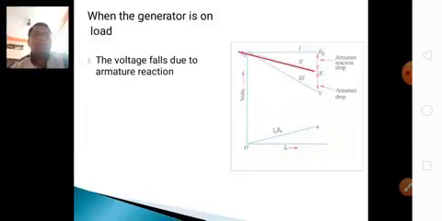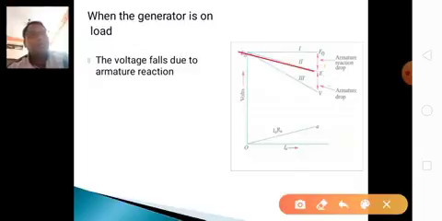When the generator is on load, the voltage falls due to armature reaction drop. When the voltage drops due to armature reaction, it comes to the E position. So this is the armature reaction drop.